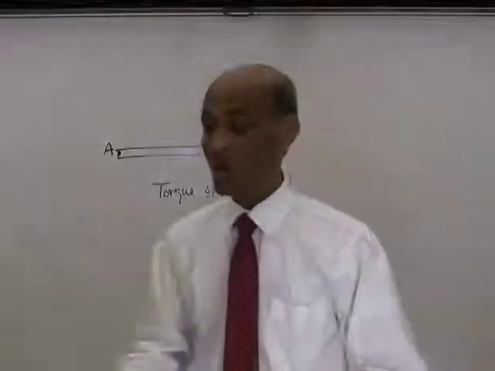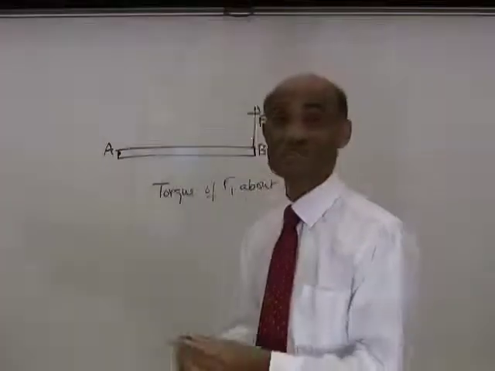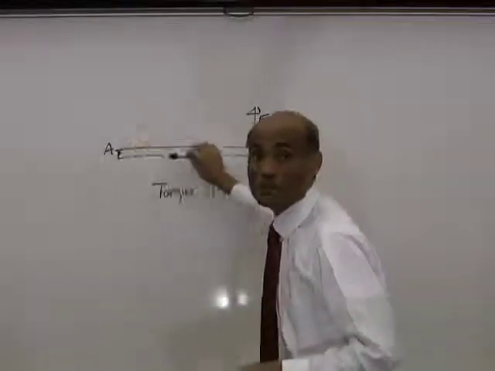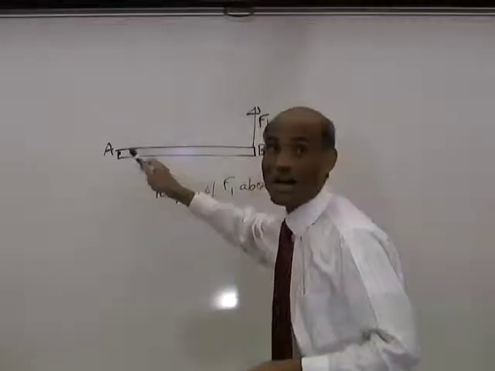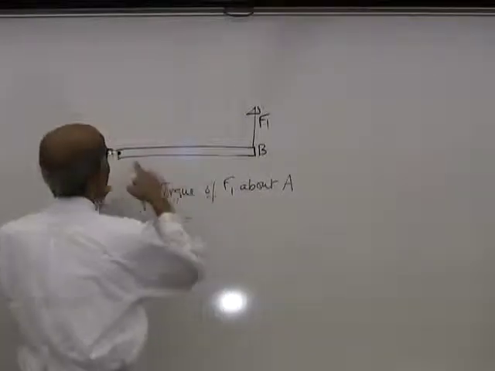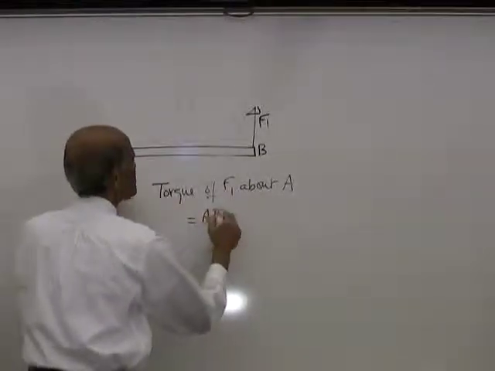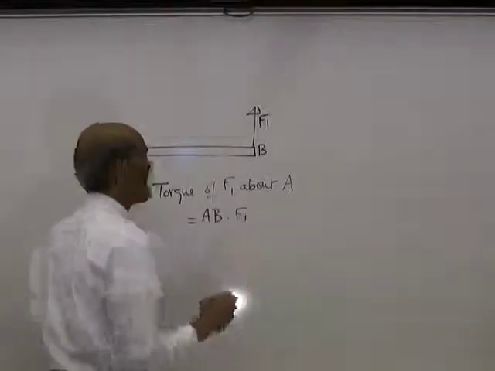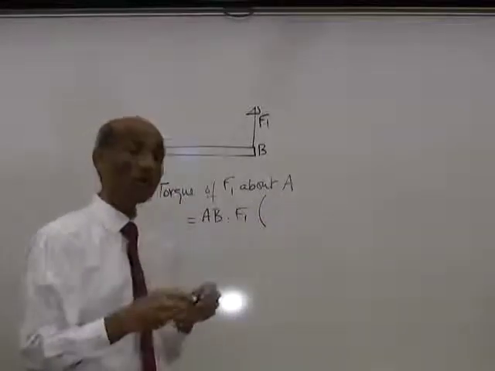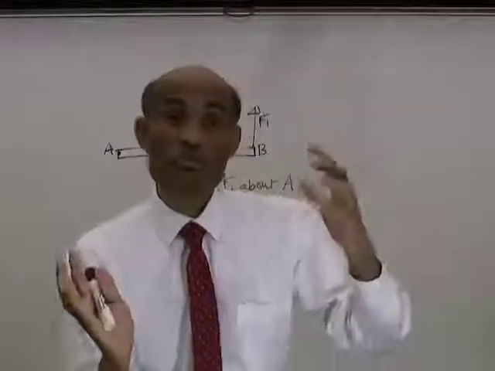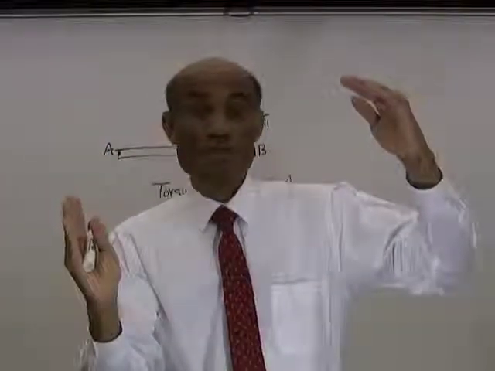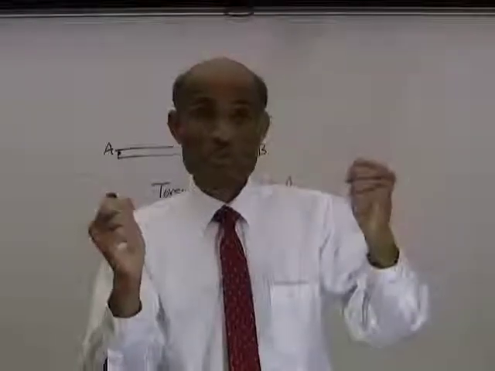A. What is the torque of a force about an axis? It is the force multiplied by the perpendicular distance between the force and the point. Therefore, this torque is the distance AB, that is the torque arm, multiplied by the force F1. Now tell me, what is the direction of this torque? A torque can produce a clockwise rotation or a counterclockwise rotation. I'm sure you can now distinguish between these two.